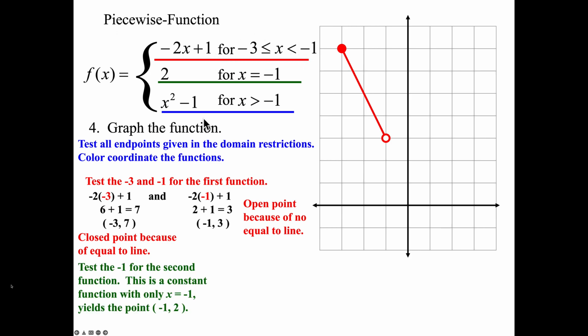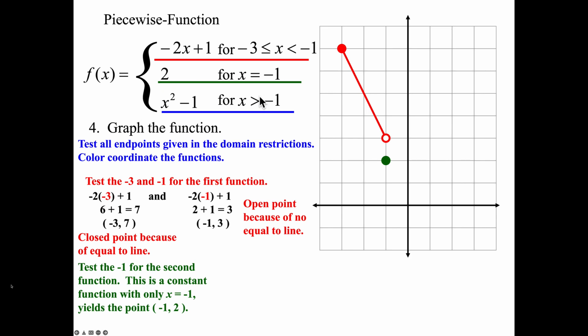So graphing the second one, well, if it's just x equals -1, there's only one x you can have. This is going to generate just a point. So when x is -1, your y-coordinate is 2. That gives us the point -1, 2. We graph it, and the second one's done.